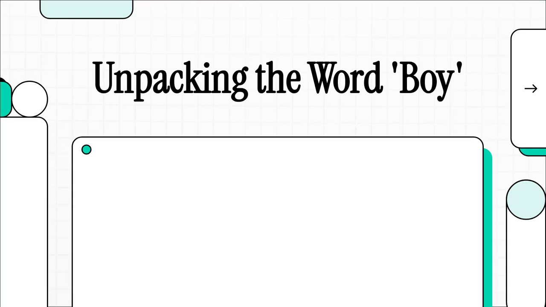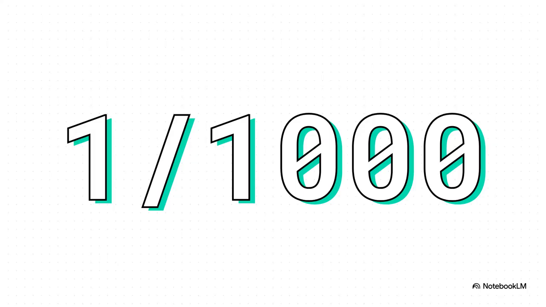Have you ever really stopped to think about the words we use every single day? I mean, even the most basic, common ones can hide some surprising complexity. Today, we're going to put one of the simplest words in the English language right under the microscope, the word boy. So get this. According to the Simple English Wiktionary, the word boy is one of the 1,000 most common words in the entire English language.